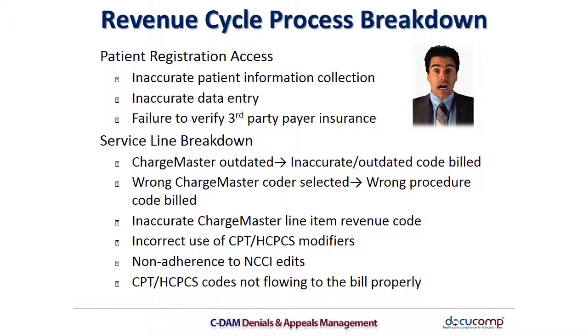So let's review what we've learned and talk about some of the most common areas of breakdown within the revenue cycle. We'll start back at the beginning with patient registration access. Any inaccurate patient information collection, data entry, or failure to verify third-party payer insurance can start the revenue cycle off wrong, leading to a ripple effect throughout the revenue cycle, supporting a broken experience for the patient and the entity. There could be service line breakdowns associated with inappropriate charge capture collection, inaccurate or incorrect use of CPT and HCPCS modifiers, or potentially wrong procedure codes being billed.